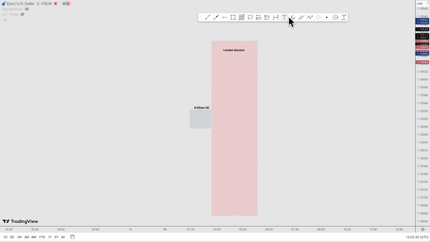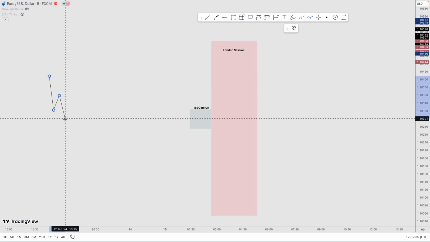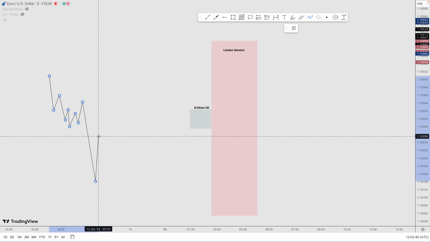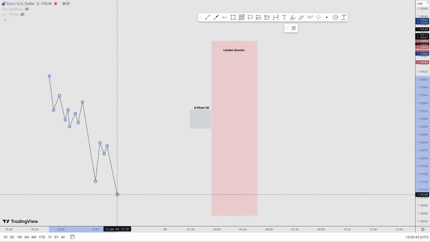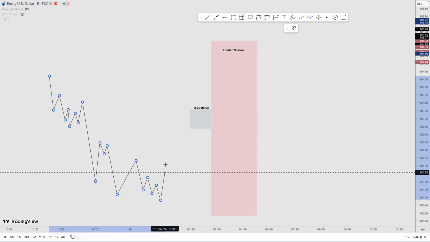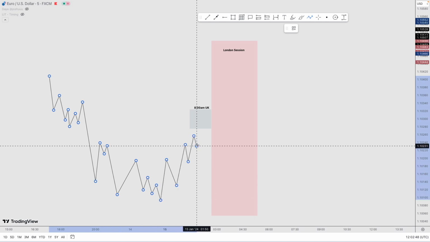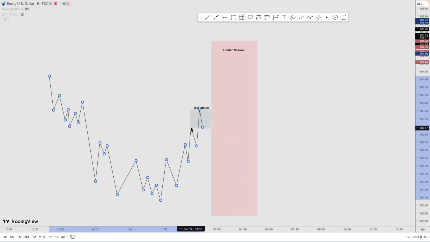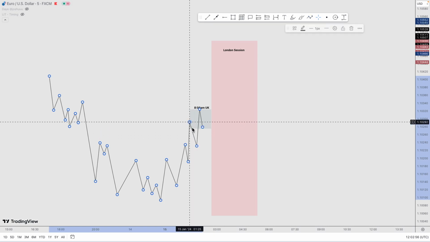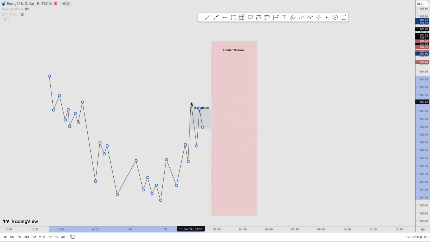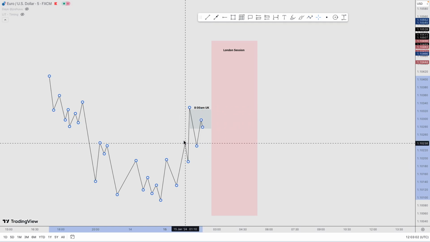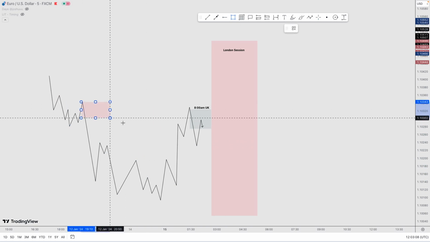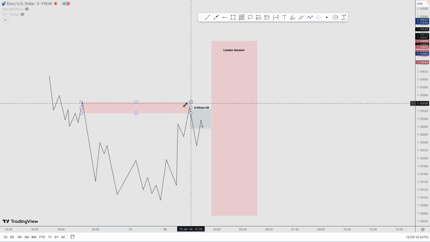Let's say price is coming down, got a bit of liquidity here, price is coming over, price is coming up, taps into the order block. Let's actually say that this was the tap into the order block. This is a shift. So let's say at 8 o'clock we come and tap into the supply.